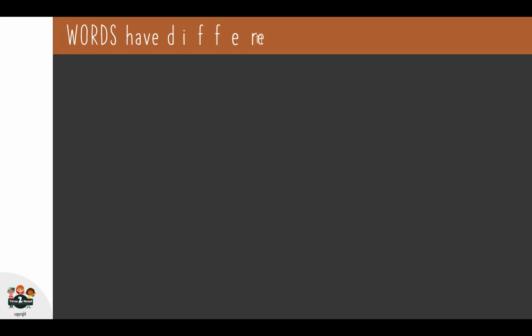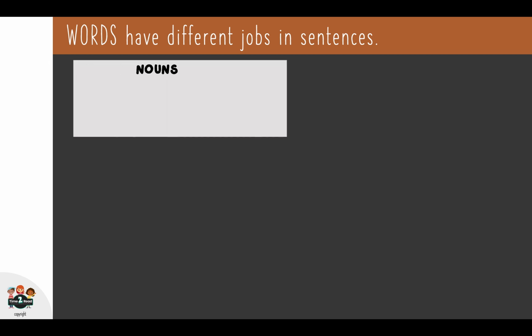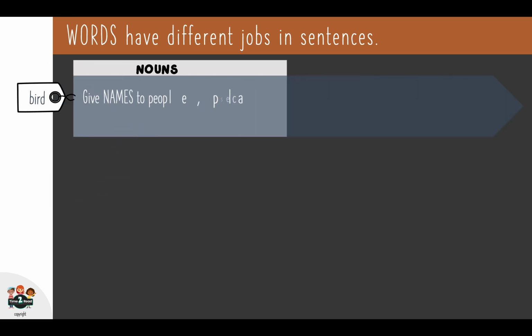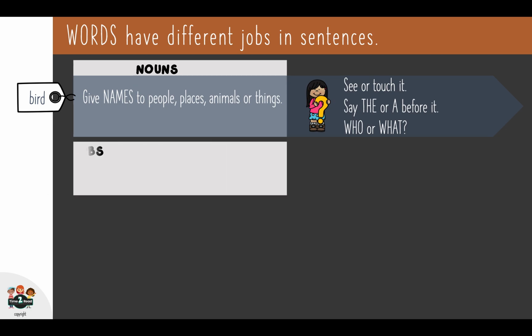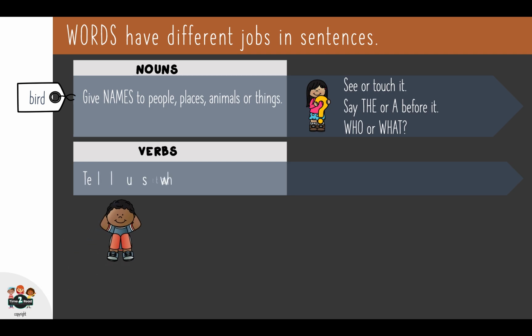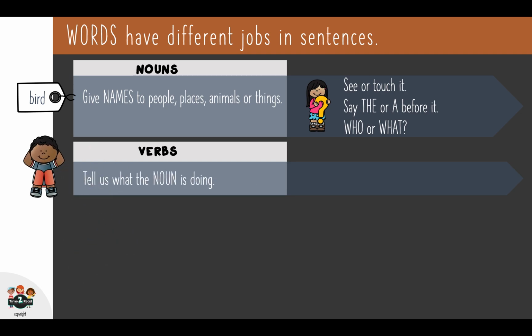So far we have seen that words have different jobs in sentences. We said that nouns give names to people, places, animals, or things. The clue to finding the noun in a sentence is to ask, can I see or touch it? Can I say the or a before it? Can I ask who or what? We said that verbs tell us what the noun is doing.